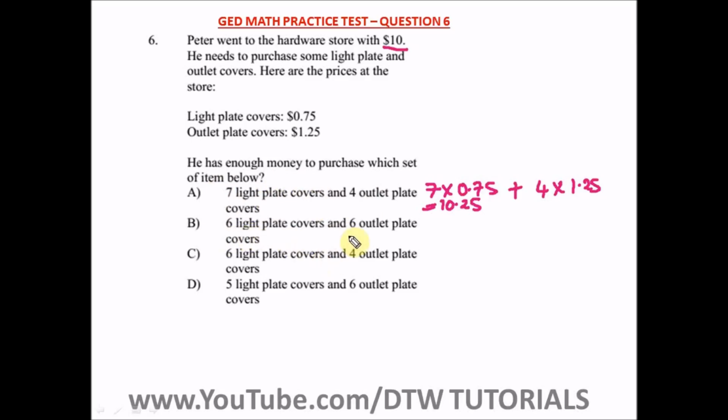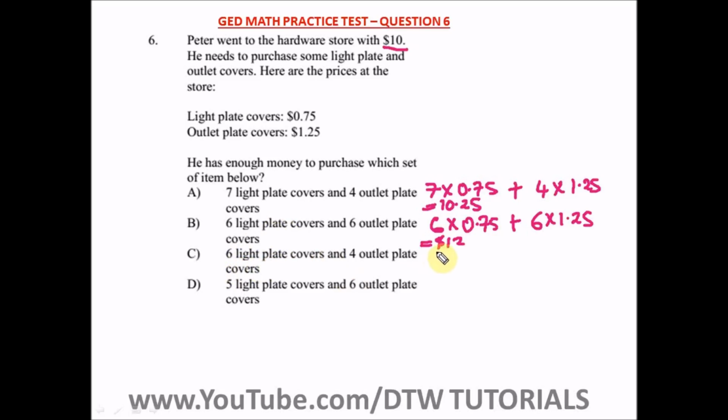Let's check option B. Option B says 6 light plate covers, that's 6 times 75 cents, plus 6 outlet plate covers, that's 6 times $1.25. When we punch it in our calculator, we get $12, which is not enough. He just has $10, so this is quite much. The money is not enough to purchase option B.